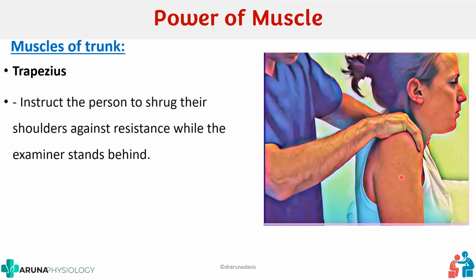At an advanced level, you can test the upper and lower fibers. By this shrugging of shoulders, we are testing the upper part of the trapezius. To test the lower part of the trapezius, you can ask the subject to approximate the shoulder blades. Now that's a bit advanced. Those interested can test that also. But at least we should examine the upper part of the trapezius, by asking the subject to shrug the shoulders against resistance.